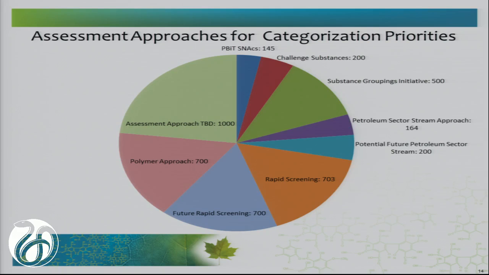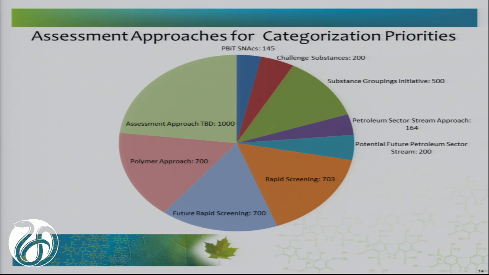So this is just an overview of the categorization approaches or the assessment approaches we've used to deal with the categorization priorities. I've talked to you about the PBiTs, the challenge substances, the substance grouping initiative, the petroleum sector stream approach, and the rapid screening. We feel that there probably are an extra 200 substances in our priorities that will fit really well into the petroleum sector stream approach. So we expect that we will deal with those substances in that manner. We are also hoping that there will be another 700 substances that will be eligible for rapid screening, so we can remove those from the priority list in that manner.